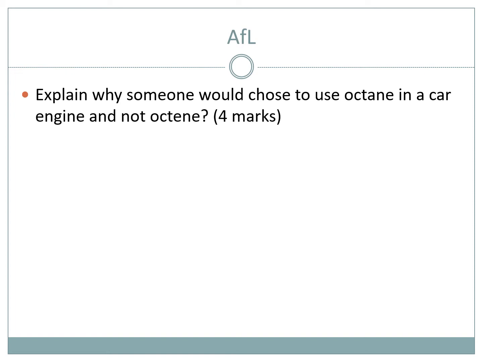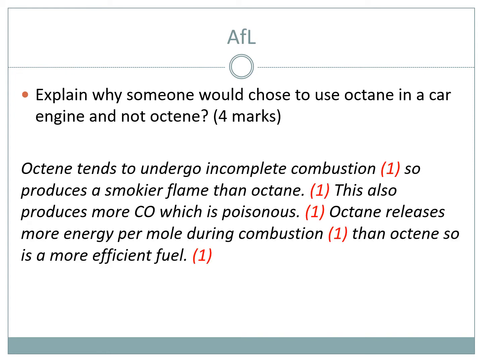Hopefully you unpaused and have got 4 marks worth of answer. Here they are. So, tends to undergo incomplete combustion. You don't need to talk about the double bond being highly electron dense, or oxygen normally acting as a nucleophile, that's all A-level stuff. But I thought I'd give you a little explanation because I don't really like just rote learning things. So octene tends to undergo incomplete combustion. Therefore it produces a smokier flame.